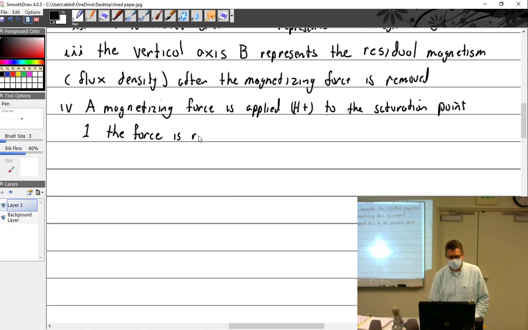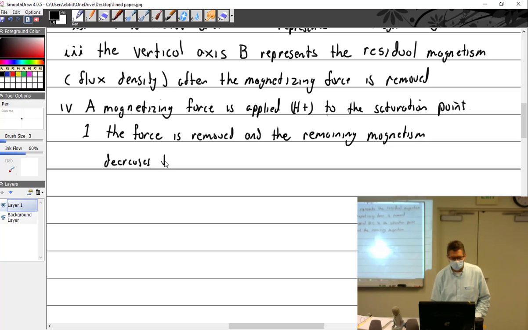The force is removed and the remaining magnetism decreases to point B.